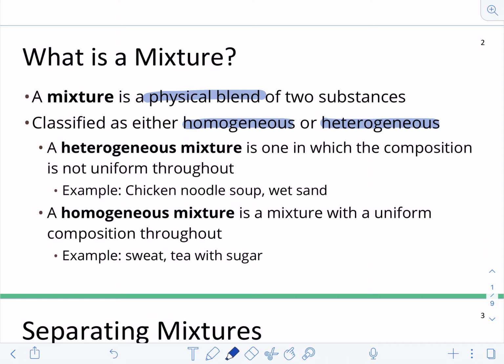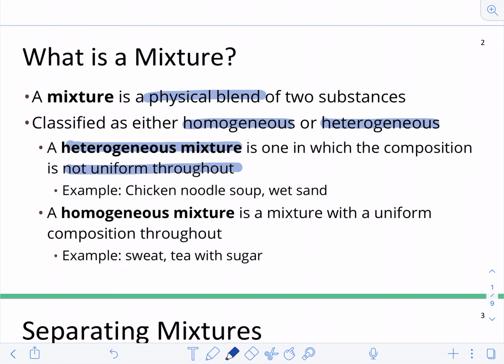A heterogeneous mixture is one in which the composition is not uniform throughout. The way that I usually describe this: if I poured it into a beaker and took a sample from the top of the mixture, the middle part, and the bottom part, it would not necessarily be exactly the same. So not uniform throughout. Some examples listed here are chicken noodle soup. Obviously there are different components to that. You're not going to get the same spoonful every single time.